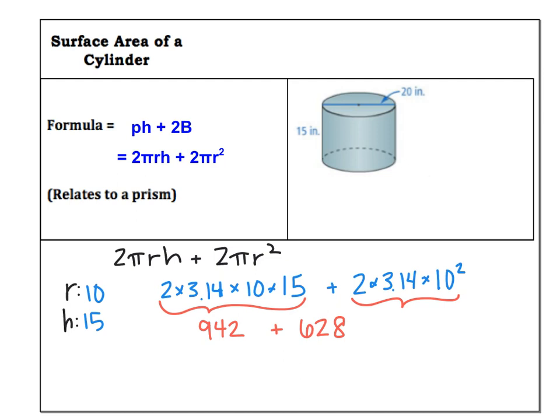So adding those two pieces together, my total surface area would be 1,570. And remember, units for surface area are units squared. So here for this problem, I would have 1,570 inches squared.